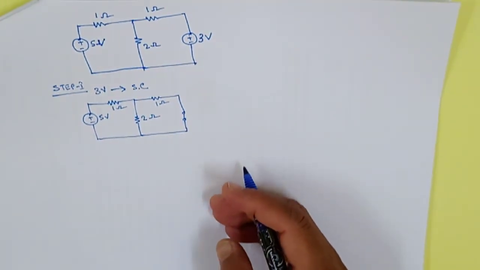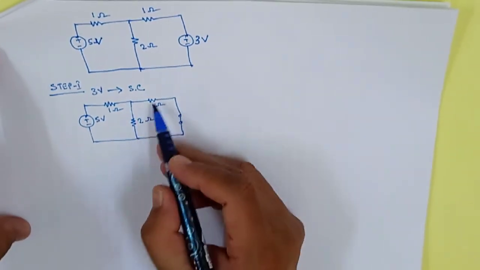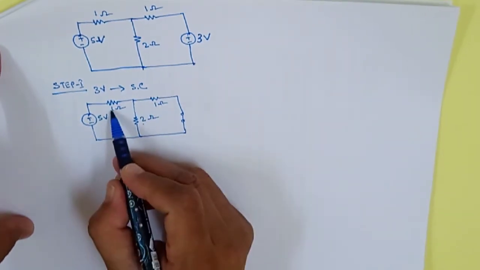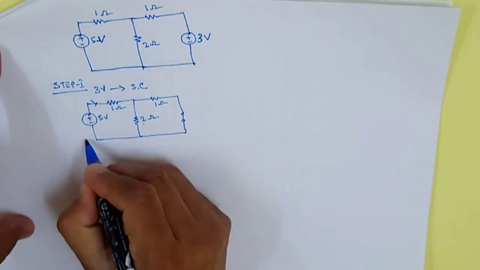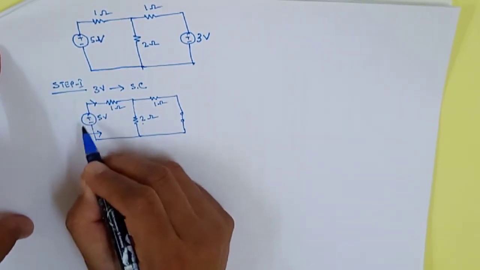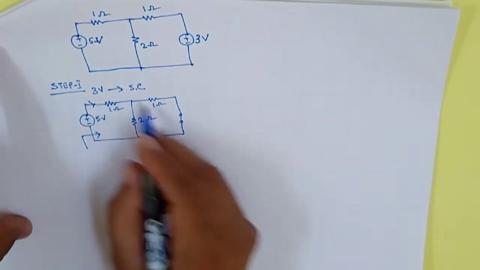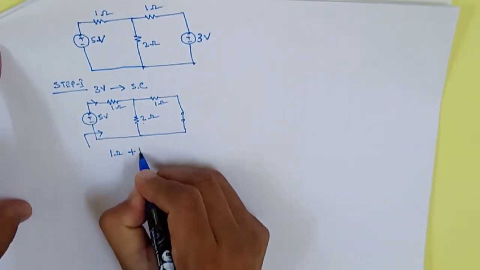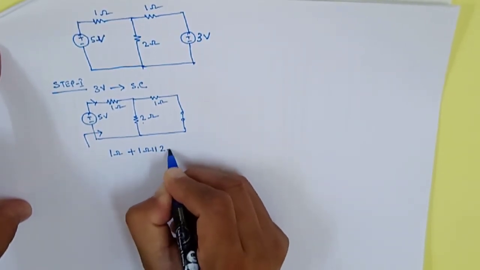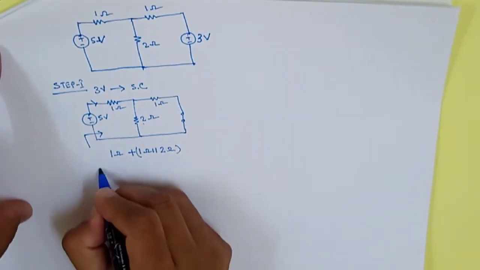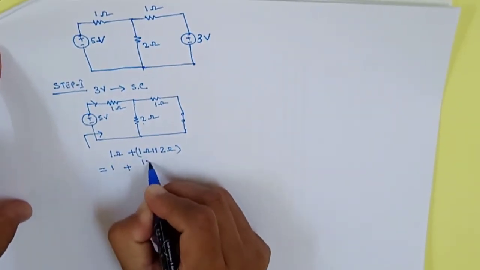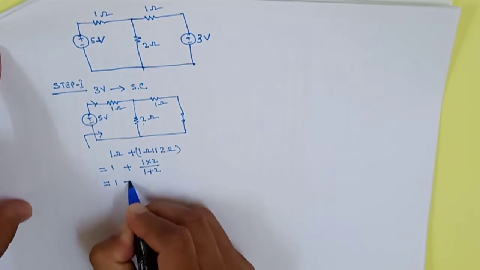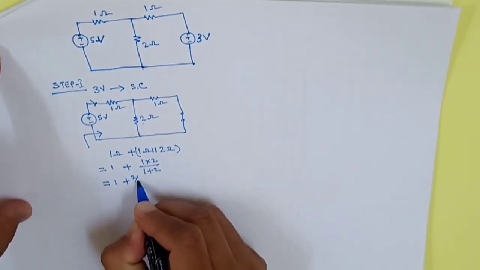Now if you see this circuit, you will find this 2 ohm and 1 ohm are in parallel, with this 1 ohm that is in series. If you see from this side, because the voltage source is here, you have to see from this side. So the total resistance for this circuit is 1 ohm plus 1 ohm parallel 2 ohm. So 1 plus 1 into 2 divided by 1 plus 2, that is equal to 1 plus 2 divided by 3.